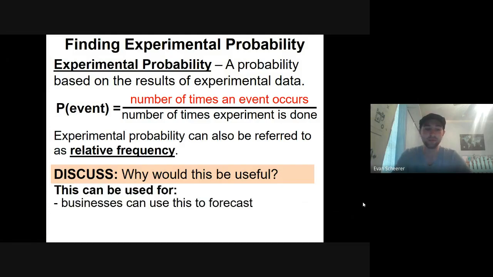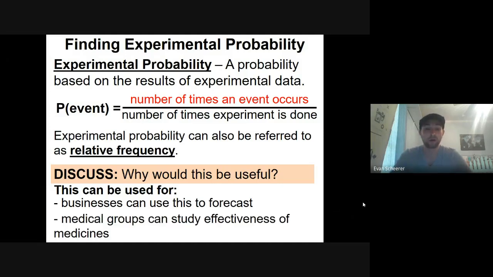When would this be useful? Well, you can use it for business. Businesses can use this for forecasting, but also one really important thing is medical groups can study the effectiveness of medicines. For example, if you have a medicine and the probability says it works 99% of the time, great, that sounds pretty good, right? But what if they actually do the experiment, they give it out to 100 people and it only works 50 times? Then the probability means it works 50 out of 100 times, only 50%. So medical groups use this for medicine all the time.